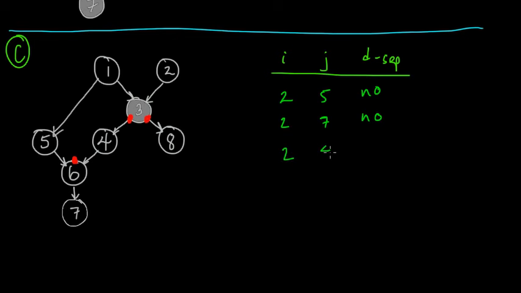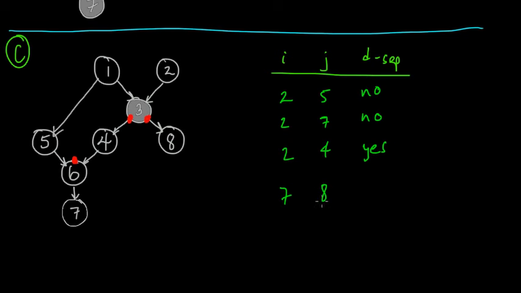And maybe we do a couple more. How about 2 and 4? We can't go that way. How about 2, 3, 1, 5, 6? Nope, can't go back up to 4 because we're blocked here. So yes, it is d-separated in that case because all the paths were blocked. 2, 3, 4 was blocked, and 2, 3, 1, 5, 6, 4 was blocked at 6. So it is d-separated. All the paths are blocked.